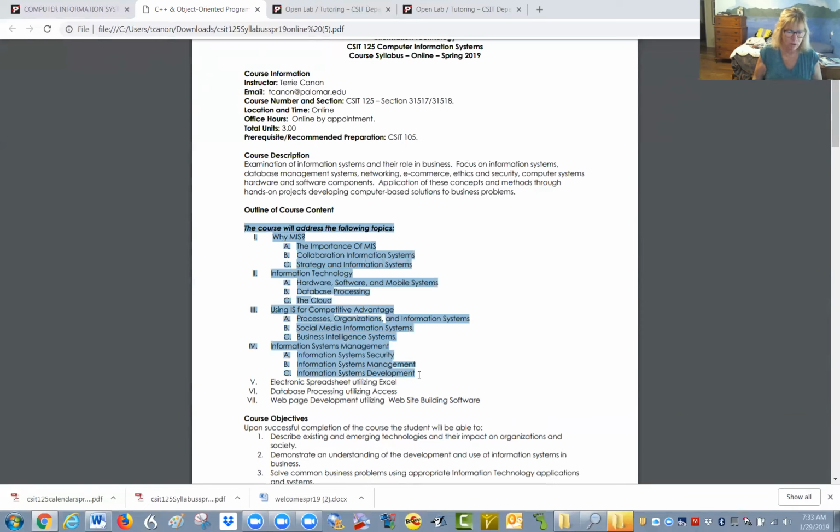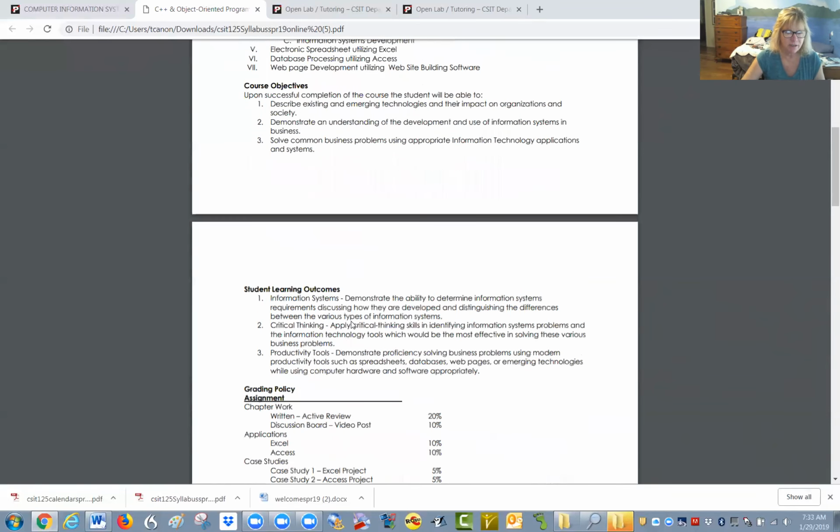Additionally, we will cover Excel for 4 or 5 weeks. We will cover Access for 4 or 5 weeks. And at the end of the class, we will develop a web page using a tool like Weebly. So there's quite a bit to cover. It talks about the objectives, the student learning outcomes.